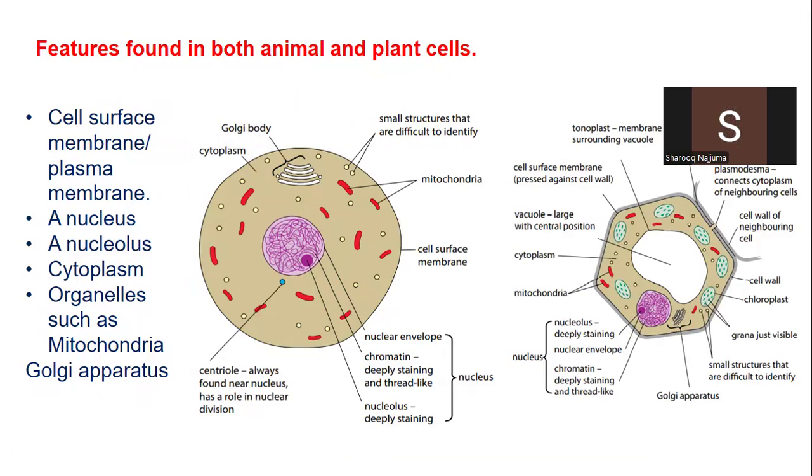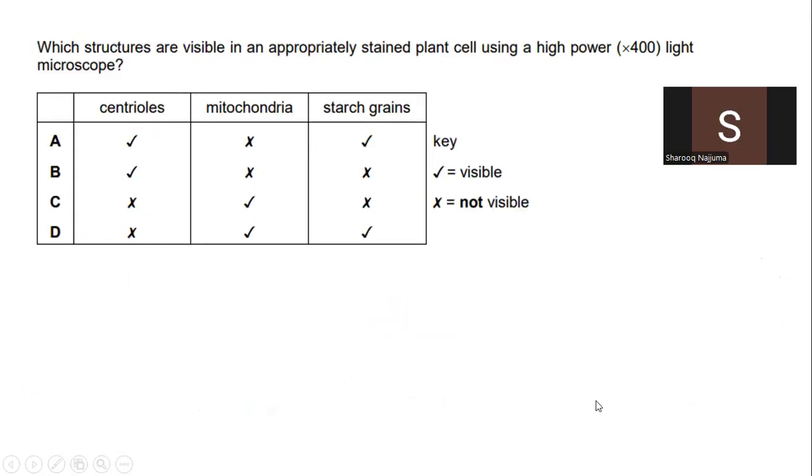So features that are found in both plant and animal cells: cell surface membrane, a nucleus, cytoplasm, organelles such as mitochondria and Golgi apparatus. Yes, if you look at the mitochondria, it's on this side also. Cell membrane, it's also found on this side. Cytoplasm is also found on this side. Golgi body is also found in both plant and animal cells.